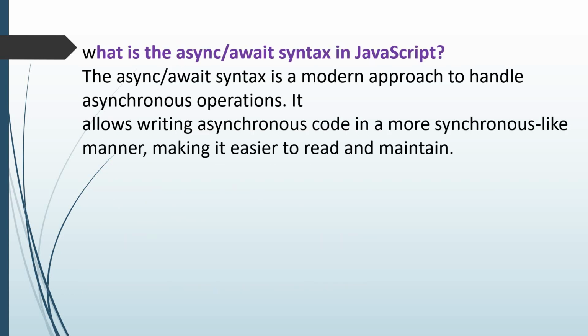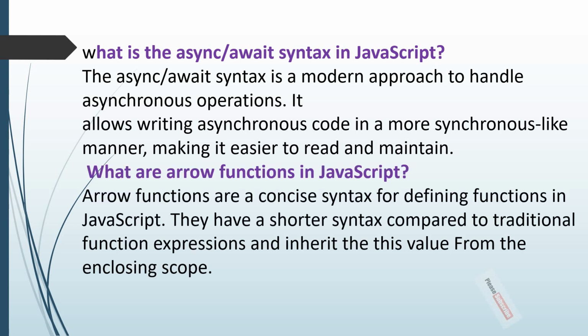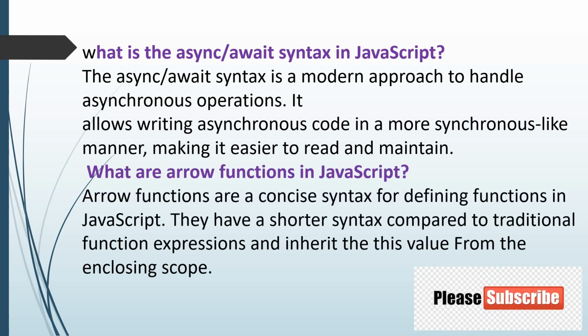Then we have, what is async await syntax in JavaScript? The async await syntax is a modern approach to handle asynchronous operations. It allows writing asynchronous code in a more synchronous-like manner, making it easier to read and maintain. And what are arrow functions in JavaScript? This is important. Arrow functions are a concise syntax for defining functions in JavaScript. They have a shorter syntax compared to traditional function expressions and inherit the this value from the enclosing scope.